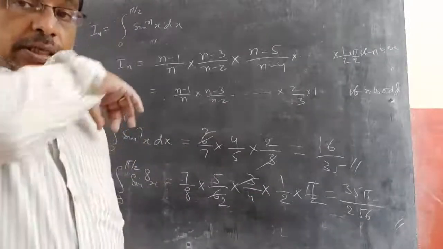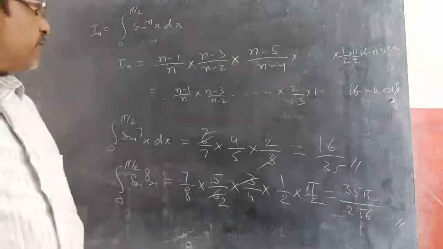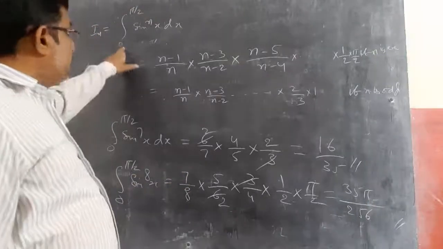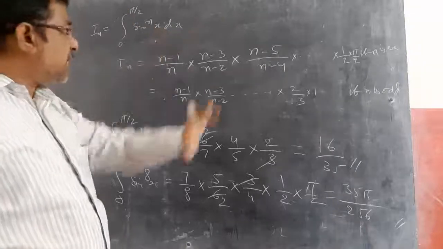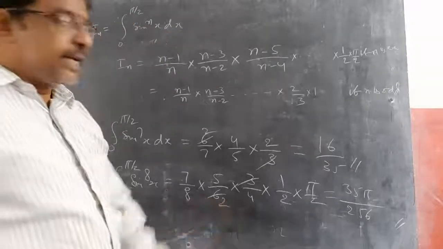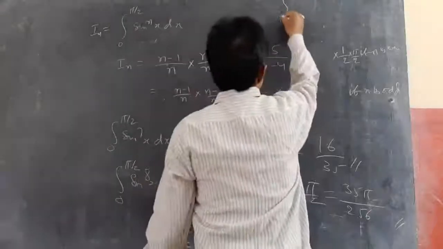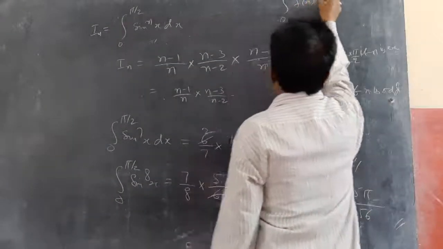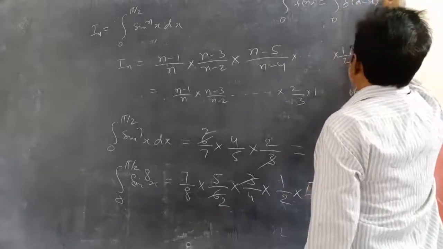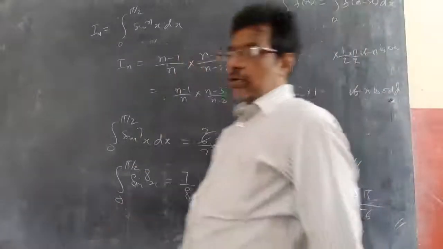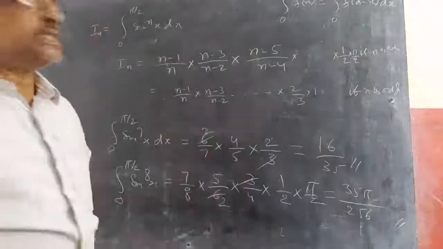Like this, you can find the reduction formula. And one more thing I want to tell you: the integral of 0 to pi by 2 of sin power nx is the same as that of 0 to pi by 2 of cos power nx. How? The same concept again. Integral of 0 to a f(x) dx equals integral of 0 to a f of a minus x dx.